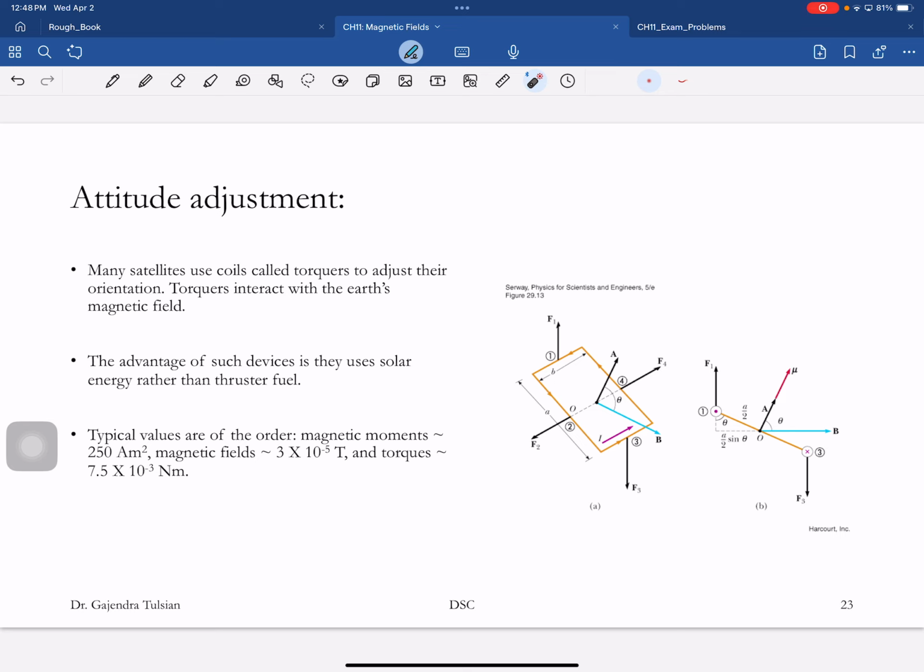All right, so these guys are useful. And again, why is this useful? Okay, back in the old days, the advantage of such devices is they use solar energy rather than thruster fuel. It used to be very expensive to get stuff up in space. Nowadays, Elon has made everything cheap, but you didn't have to have thruster fuel. And also, how far do you plan to have fuel for? The sun is going to shine all the time, so once you have solar cells, they last 20, 30 years.